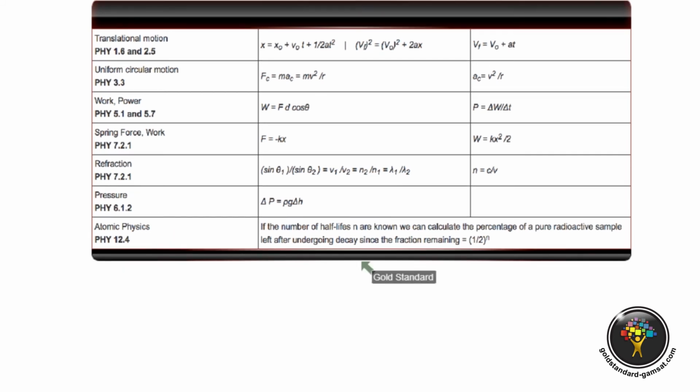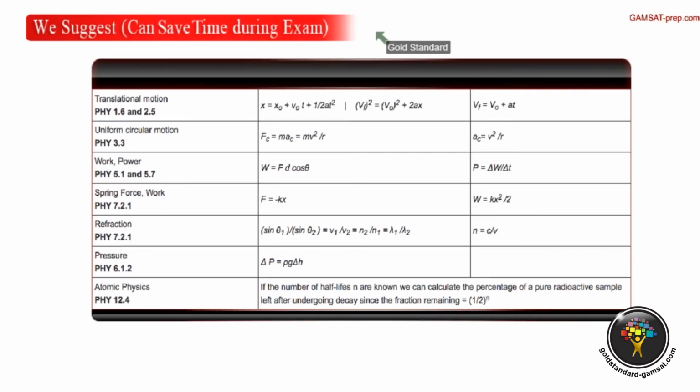Then here, atomic physics. If the number of half-lives n is known, we can calculate the percentage of a pure radioactive sample left after undergoing decay, since the fraction remaining is 1/2 to the power of n, where n is equal to the number of half-lives. And you would notice, I know this doesn't have to do with biology, obviously, but this equation is very similar to the equation for bacterial doubling time, which you're expected to be familiar with. And that equation is 2 to the power of n, just because it's bacteria doubling time, not half-life, and where n is the number of doubling times, just like here n is the number of half-lives.